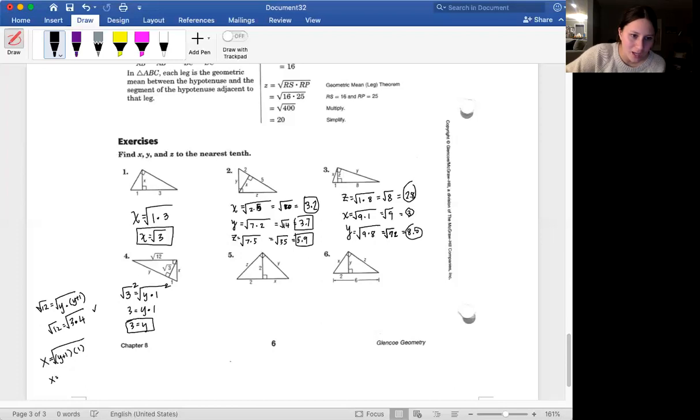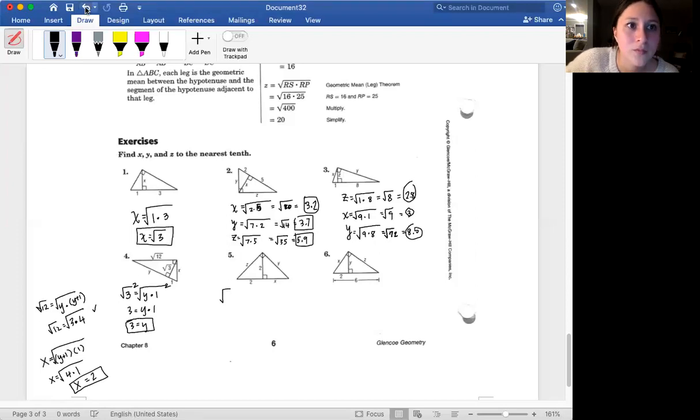So now to find x, we just plug in what we have for y. So 3 plus 1 is 4. 4 times 1 is 4. Square root of 4 times 1, well, isn't that a perfect square? Square root of 4 is 2. So x equals 2.